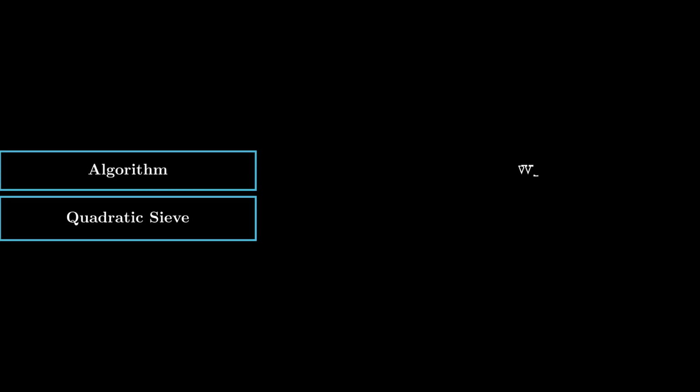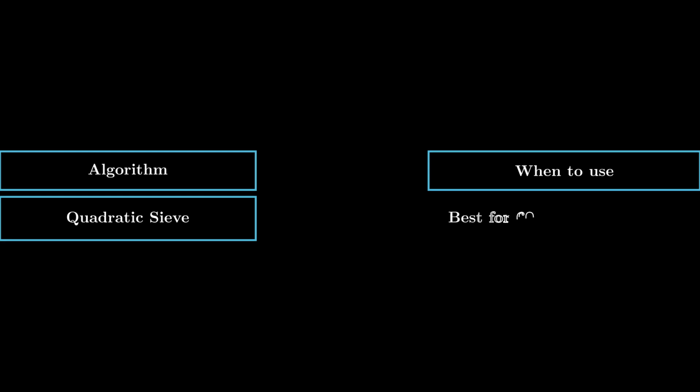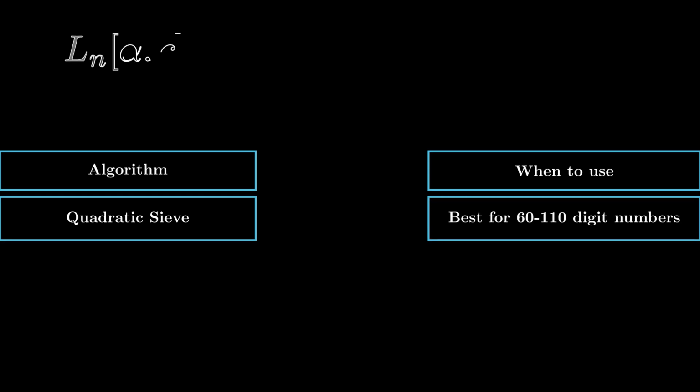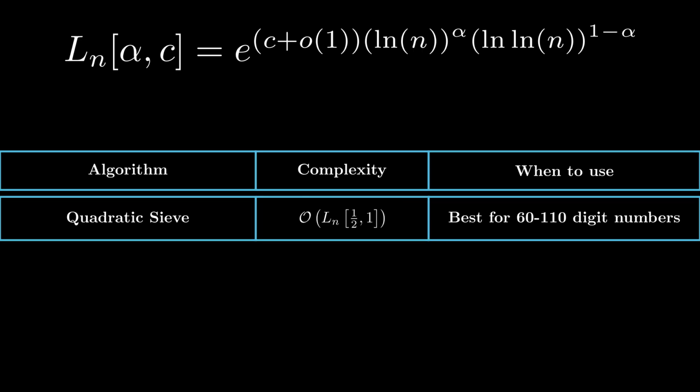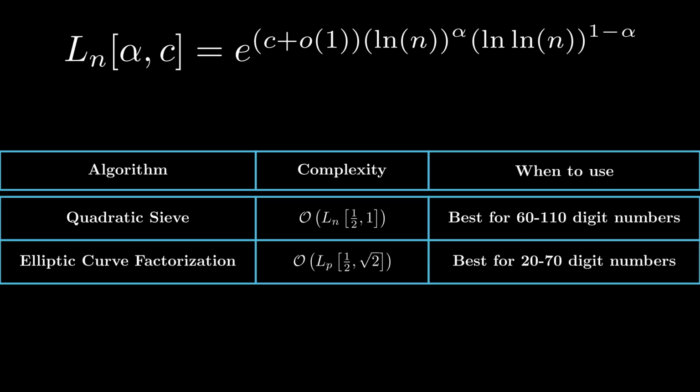That's it. This method is called the quadratic sieve. This is the fastest method for factoring large numbers between 60 and 110 digits. There are many other methods to factor a large number. Each one has its own advantages and disadvantages. The elliptic curve factorization is faster for a number between 20 to 70 digits.